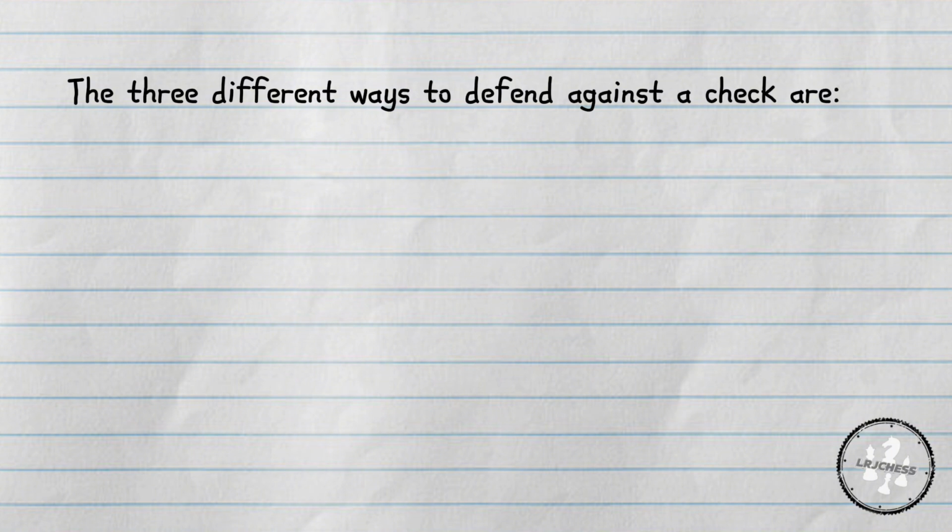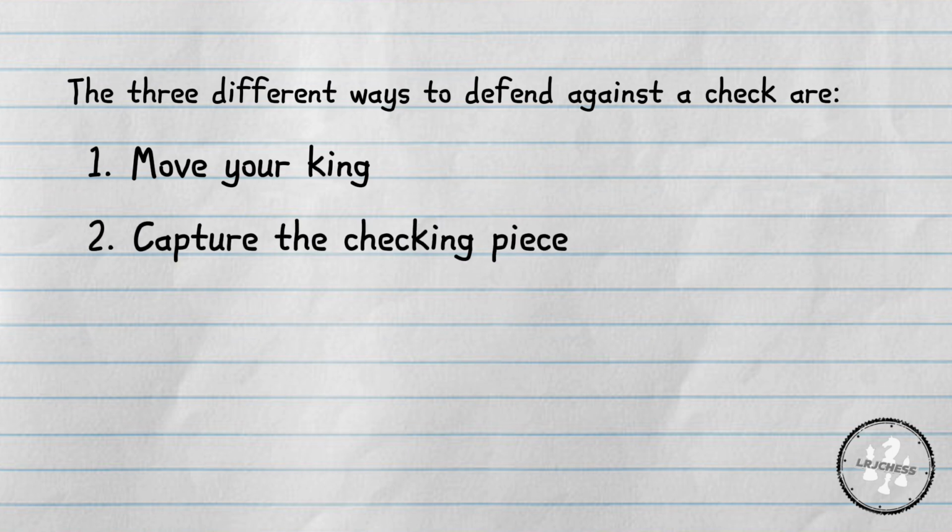Here they are. The first one is to move your king. If your opponent puts you in check, you can move your king out of the way. The second is to capture the checking piece. If your opponent puts you in check, there could be some instances where you can take that piece. And third, you can block the check. What this means is putting a piece in between the checking piece and your king, which would block the piece's line of sight and it would no longer go to your king.